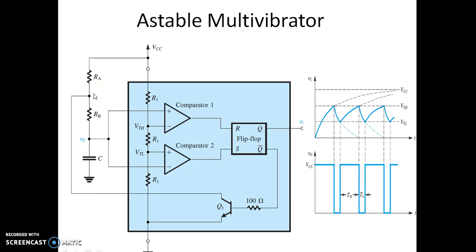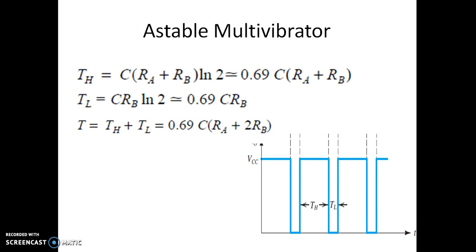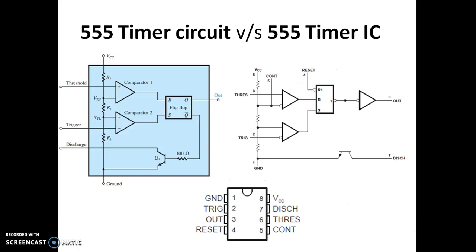We also obtained the relationship between the on and off time with respect to the circuit components, and it was found that the high time, that is the on time, is given by 0.69 C into the resistance RA plus RB. Similarly, the off time, that is TL, is given by 0.69 C into RB. Of course, we know that.